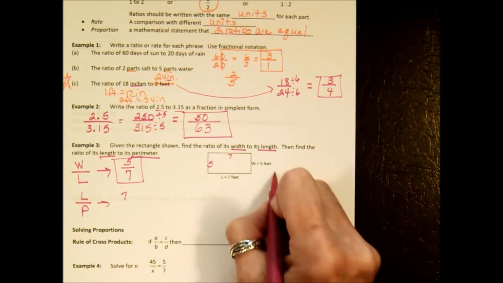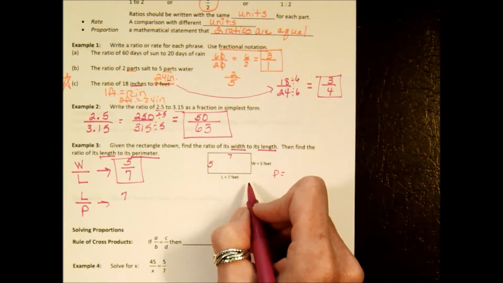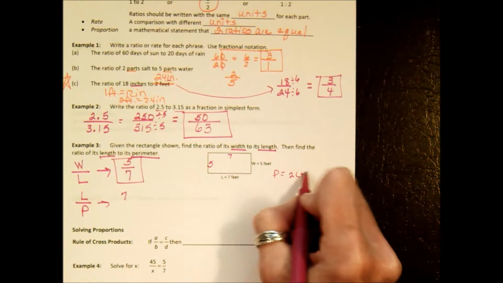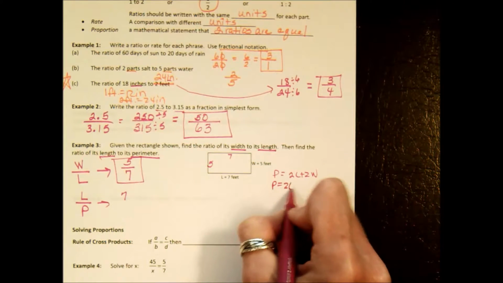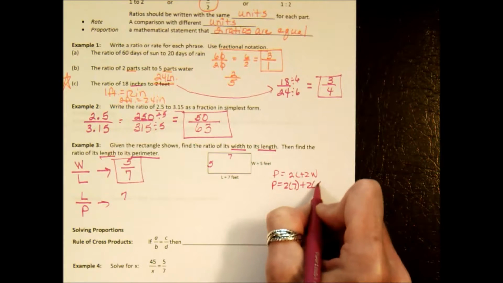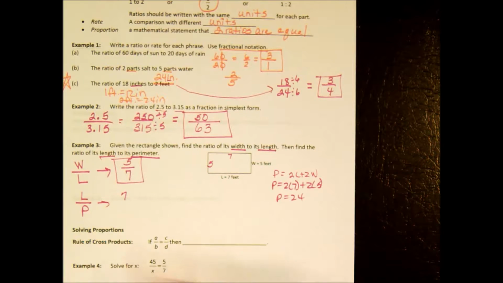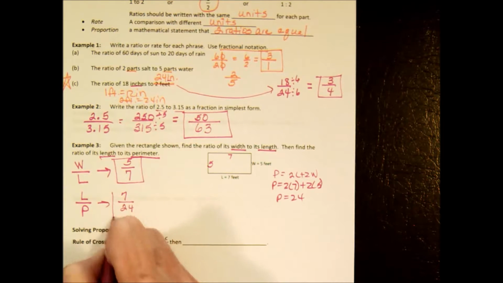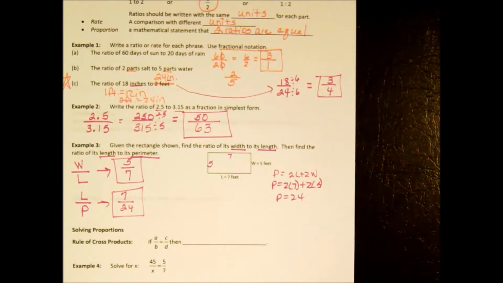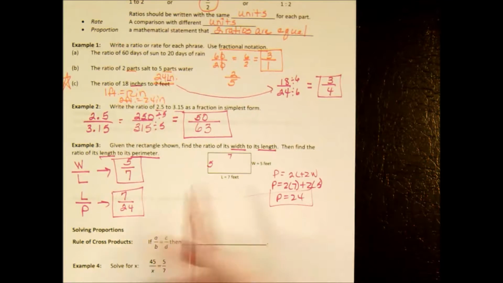So the perimeter, we can either add them up, which is probably the easiest thing here, or you can say 2 lengths plus 2 widths. Doesn't really matter. So the perimeter is 2 of the 7s and 2 of the 5s. So our perimeter is 24. So the ratio of length to perimeter is 7, my length, to 24, the perimeter. So before I could write my ratio, I had to do some calculation and figure out that my perimeter was 24.